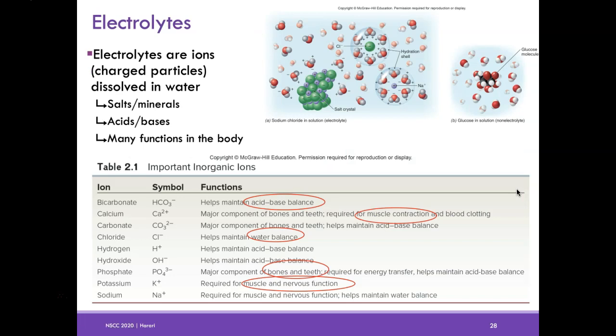Electrolytes are another important aspect of chemistry. So electrolytes are ions, which are charged particles that are easily dissolved in water. So we have a lot of these inorganic electrolytes that are crucial for our physiology. So for example, bicarbonate ions help us maintain the right acid and base in our blood. We have calcium ions that are important for muscle contraction. Phosphate ions are a major component of bones and teeth.